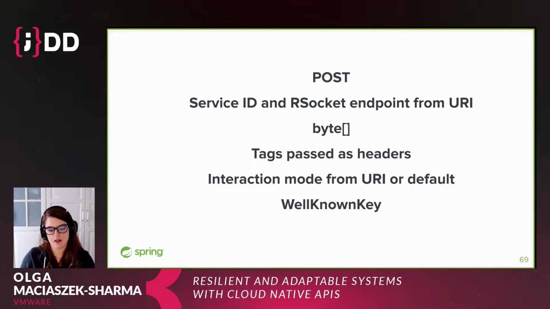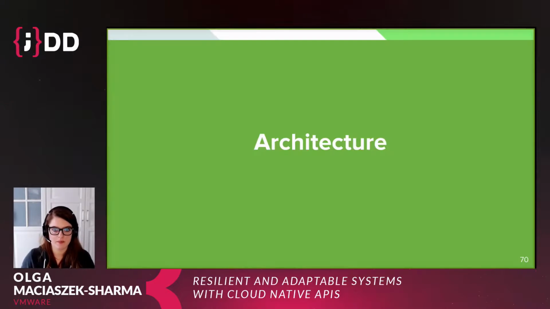We also handle well-known keys, which might be an interesting bit of information for those of you that already use RSocket routing, client, and broker. The well-known keys are basically a predefined way of specifying certain information that allows you to choose the right instance, such as, for example, the instance ID.